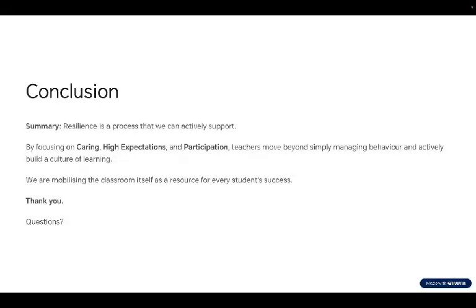In conclusion, resilience is not something we just hope our students have. It's a process that we can and must actively support. By focusing on these three core interventions, caring relationships, high expectations and meaningful participation, we move beyond managing a classroom and truly build a culture of learning. We are effectively mobilizing the classroom itself as the most powerful resource for every single student's success.